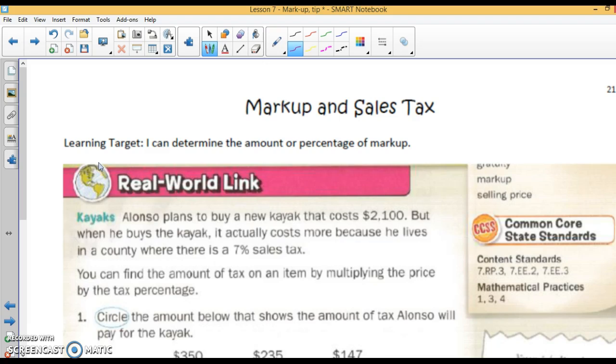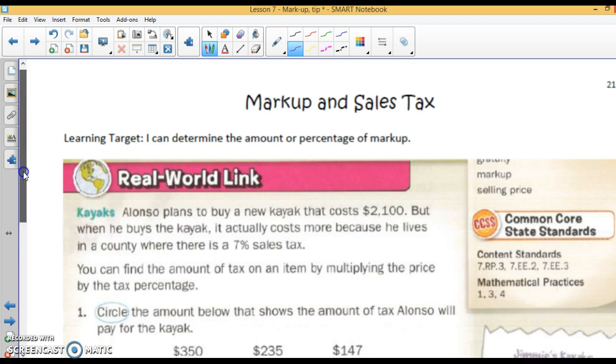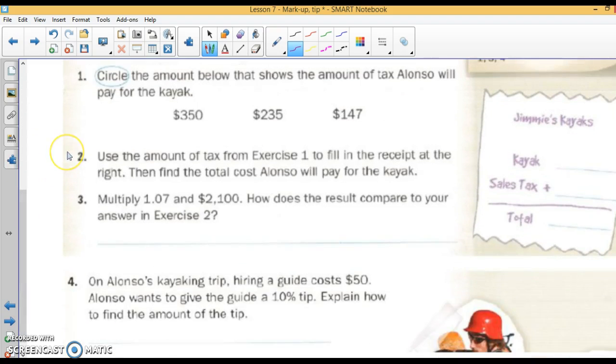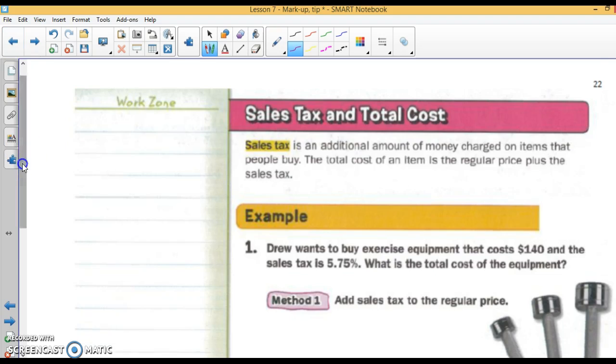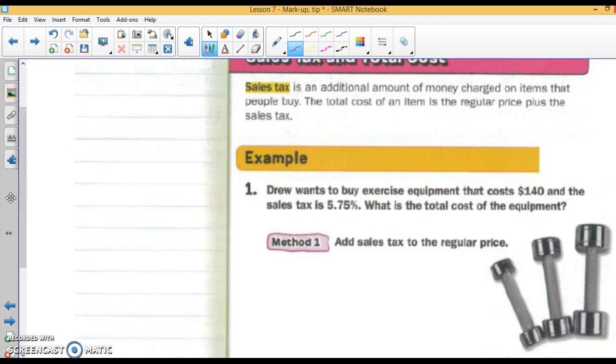So markup makes something cost more. So it's similar to tax, but not exactly, because tax goes towards things, but it's the same concept. It makes it cost more. Now, we've been doing tax all along. We're going to do it by two methods. Sales tax: it says Drew wants to buy exercise equipment that costs $140, and the sales tax rate is 5.75%. What is the total cost?